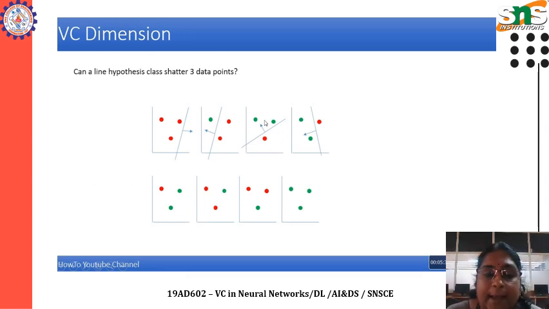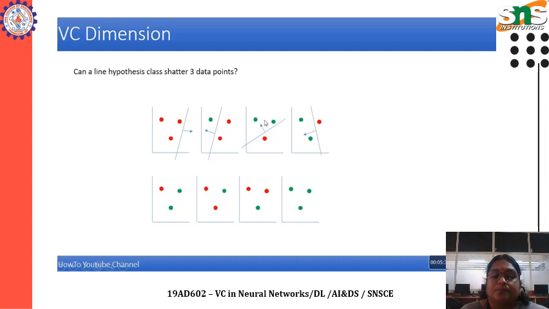How can a line hypothesis class shatter the data points? Here we are going to draw a line that should classify the data which has similar patterns or similar types. Here I'm going to draw a line because we have three similar dots of red color, and there are two red dots, two green dots. So your line has to classify the data which is of similar type and follows a similar pattern.